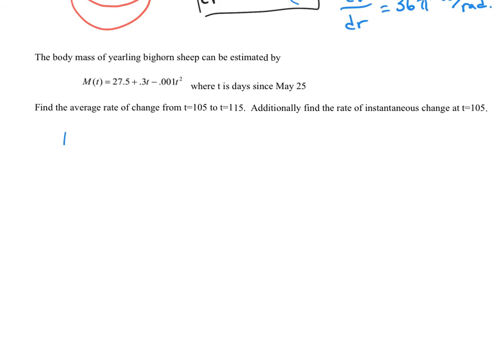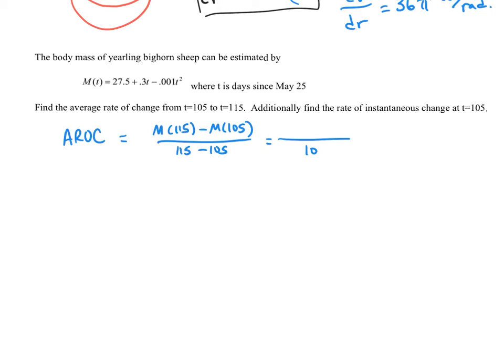So the average rate of change, you may remember this from pre-calc. Sometimes we use the abbreviation AROC. So there's AROC and IROC. IROC is instantaneous, AROC is average. So anywho, this is going to be m of 115 minus m of 105 over 115 minus 105. So my denominator will become 10.